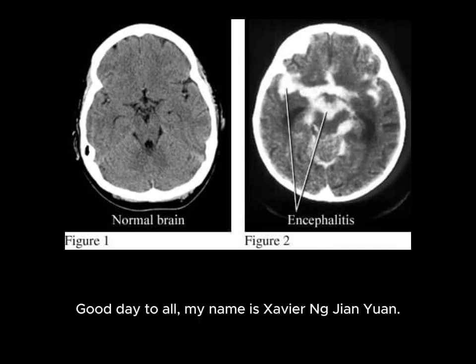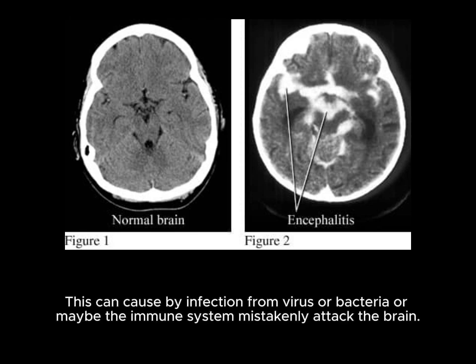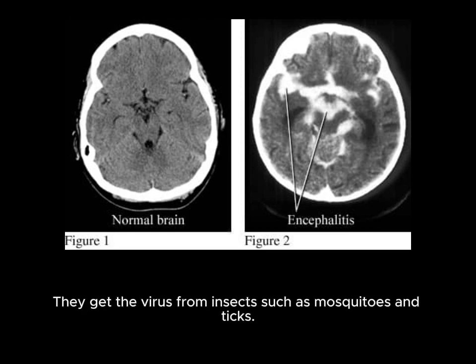Me and my teammates will talk about encephalitis. I will be talking about the introduction and symptoms. What is encephalitis? Encephalitis is when our brain becomes swollen. This can be caused by infection from virus or bacteria, or maybe the immune system mistakenly attacks the brain. But how do people get the virus? They get the virus from insects such as mosquitoes and ticks.